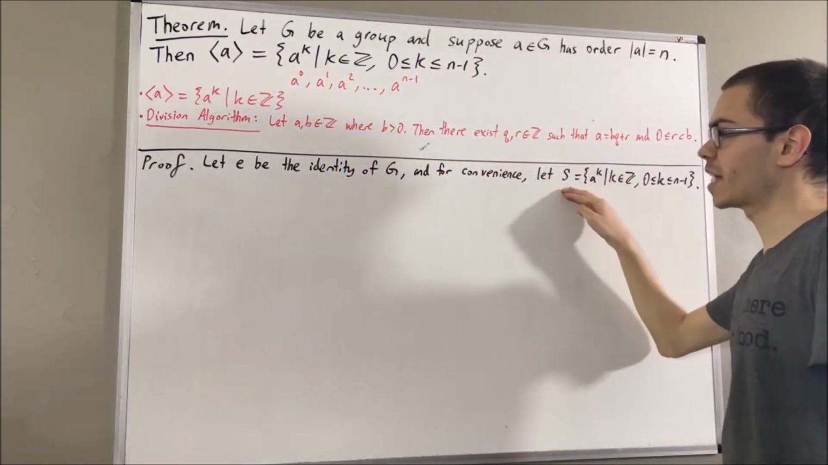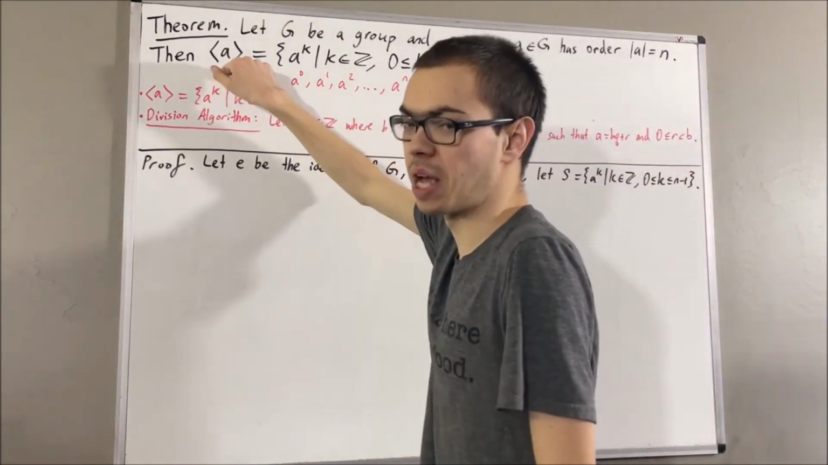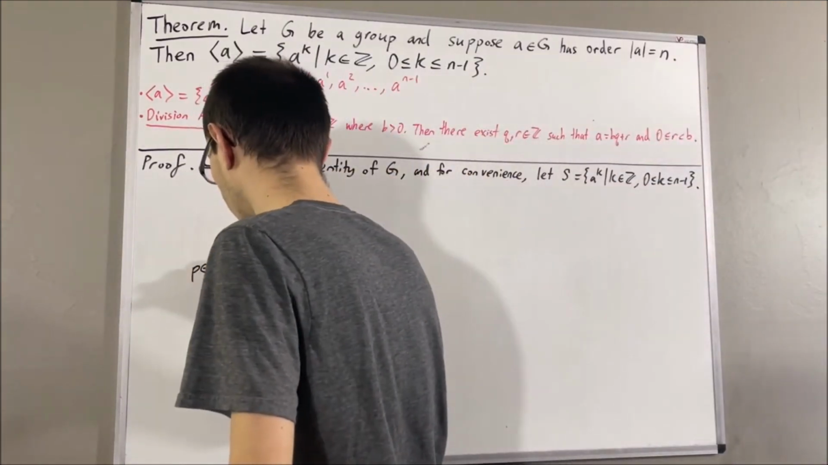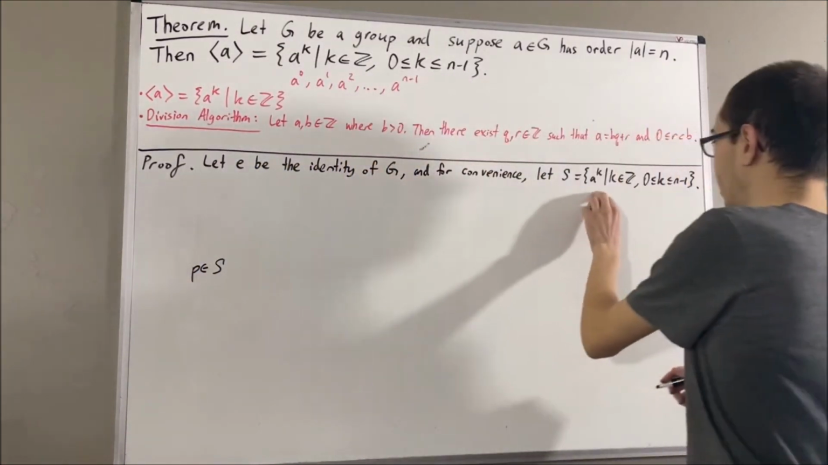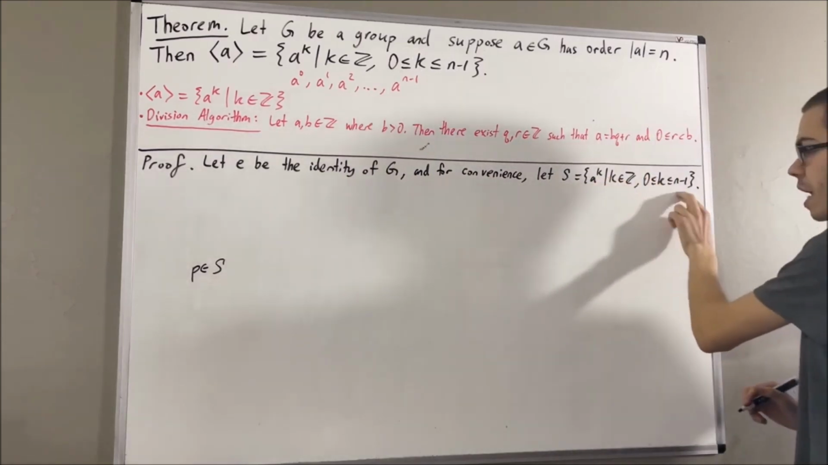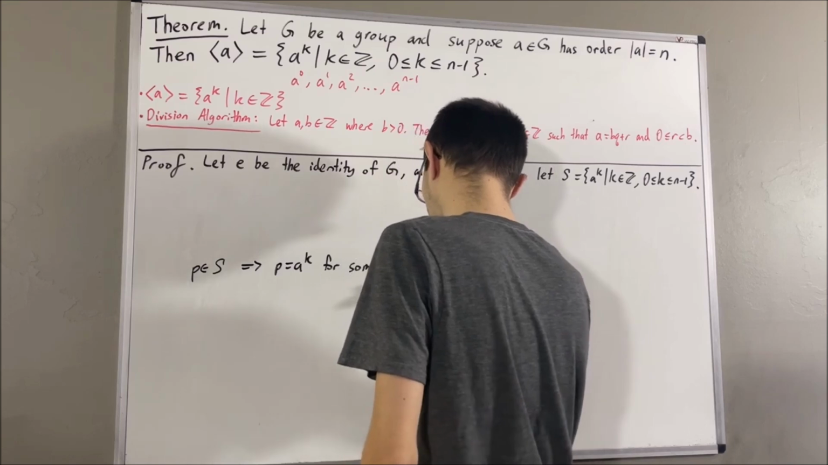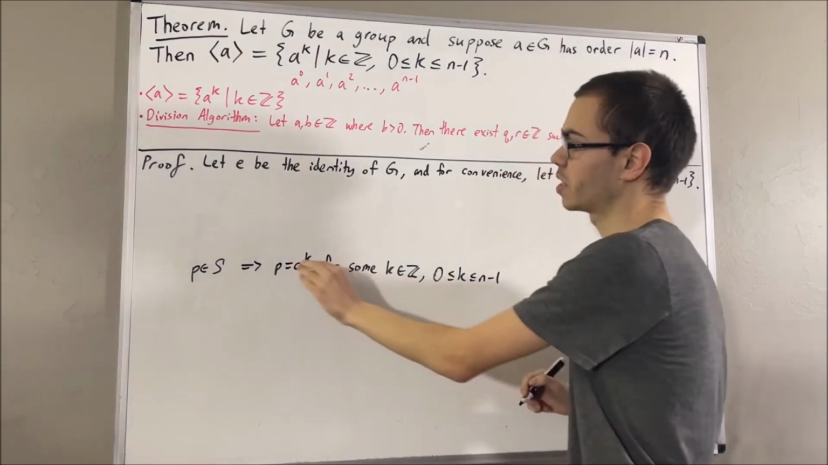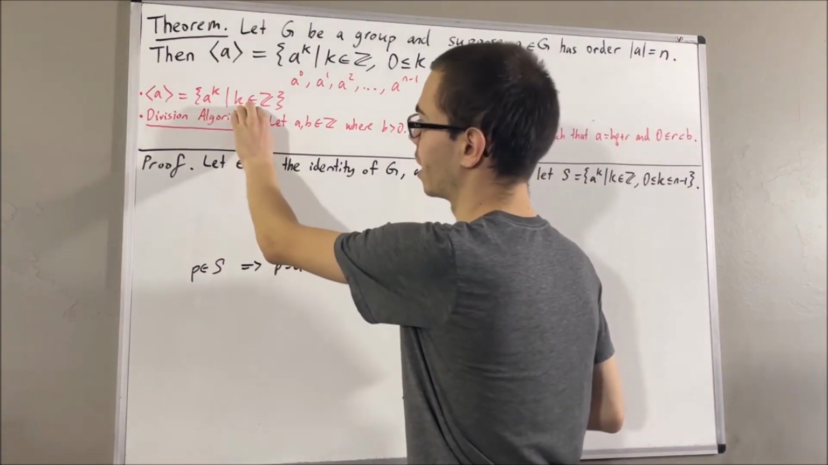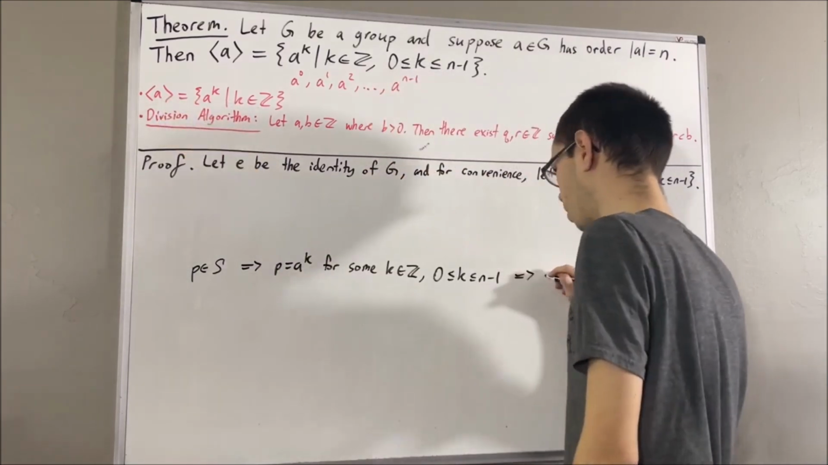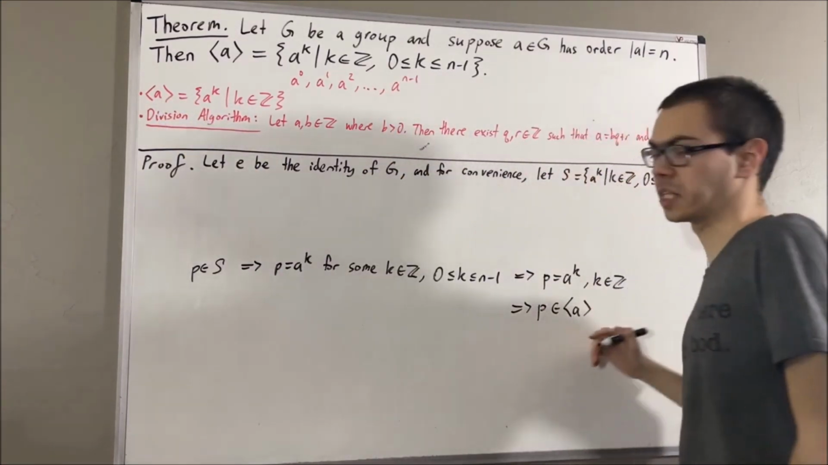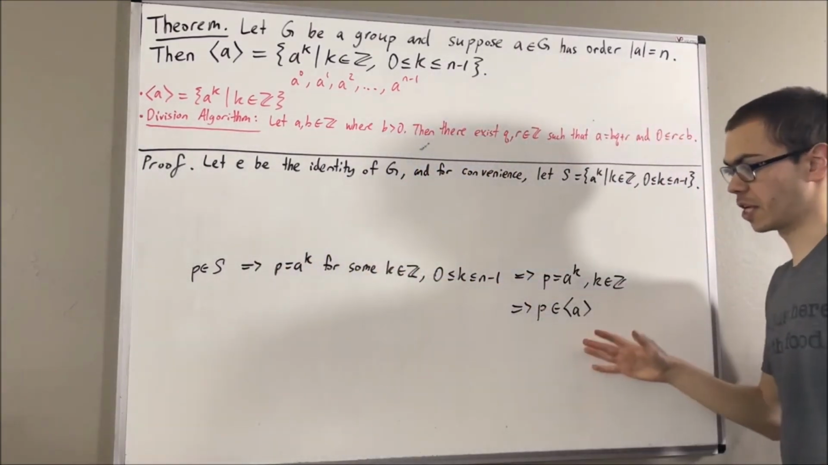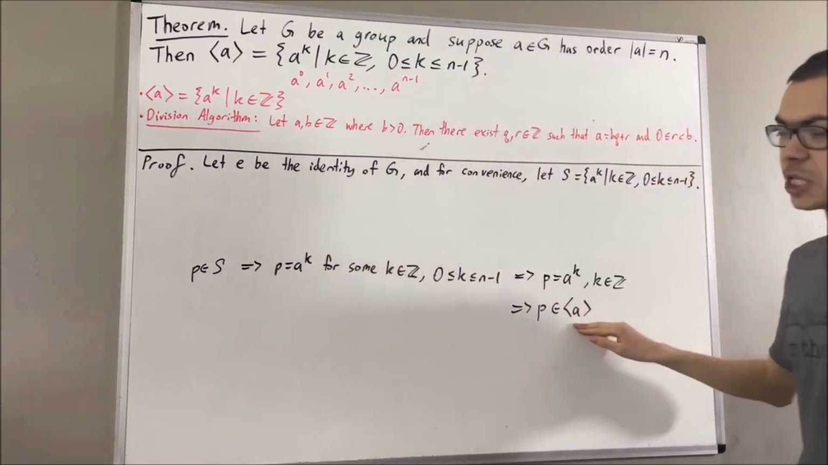Now clearly, S is a subset of the subgroup of G generated by a. Because if we consider an arbitrary element of S, I'll call it p, well then, this means p is equal to a to the k for some integer k that is between 0 and n minus 1. And therefore, p is equal to a to the k for some integer k. So that tells us p satisfies the requirements to be an element of the subgroup of G generated by a. And that's it. So if p is any element of S, then p is an element of the subgroup of G generated by a. Therefore, S is a subset of the subgroup of G generated by a.